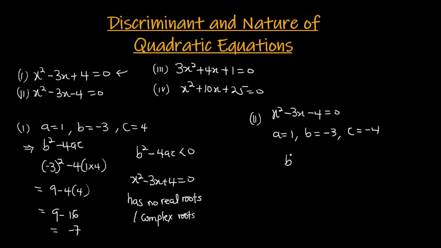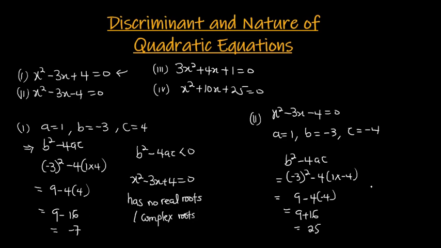So that would be b squared minus 4ac. That would be negative 3 squared minus 4 multiplied by 1 multiplied by negative 4. So this will give me 9 minus 4 multiplied by negative 4, and this will give me 9 plus 16, and this is equal to 25. Now because this is a positive value, it means that the discriminant, b squared minus 4ac, is greater than 0, and therefore this expression has two real roots.